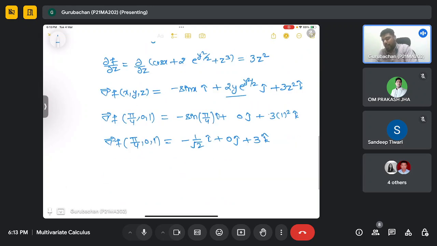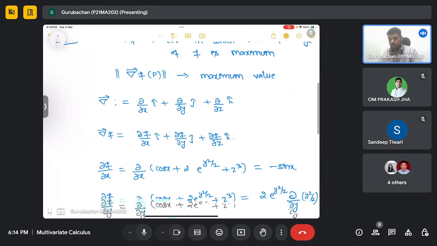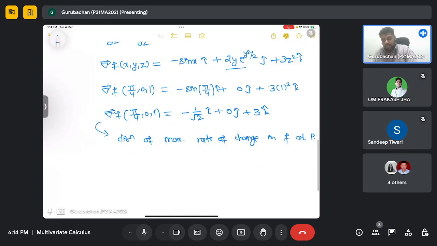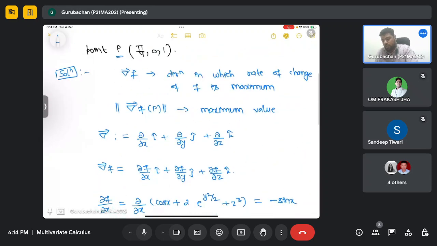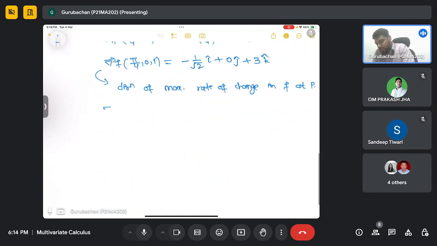So this is the direction of maximum rate of change in f at the given point P. Okay, so I'm calling this point P. So we got the direction of maximum rate of change. Now the magnitude of this will be the maximum value, so for that we need to calculate its magnitude.